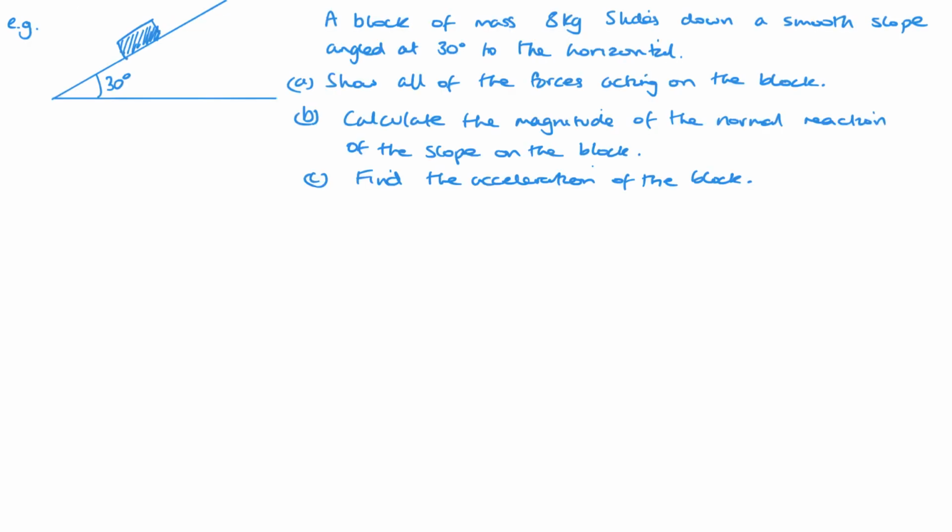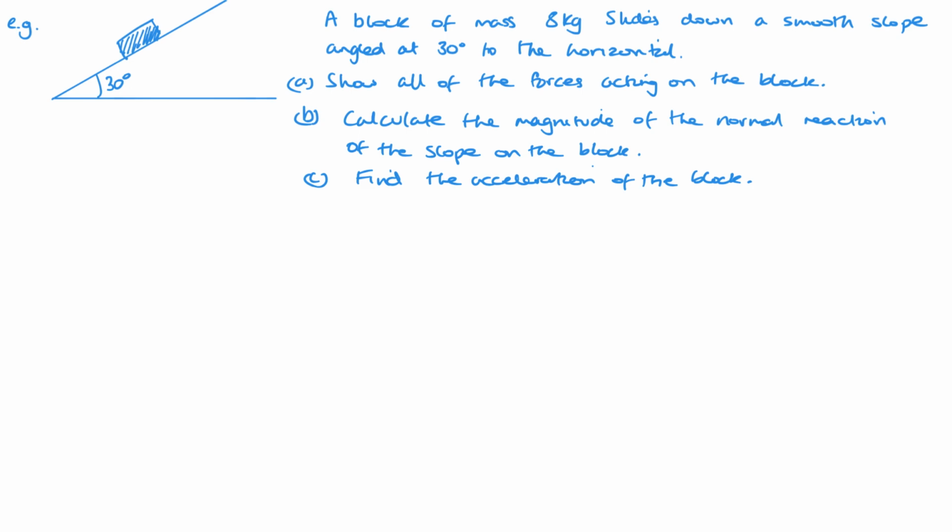Now let's look at taking this into inclined planes. And again, let's just jump straight in with an example. So here I have an inclined plane. We've got a block of mass 8 kilograms. It's sliding down a smooth slope, which is angled at 30 degrees.